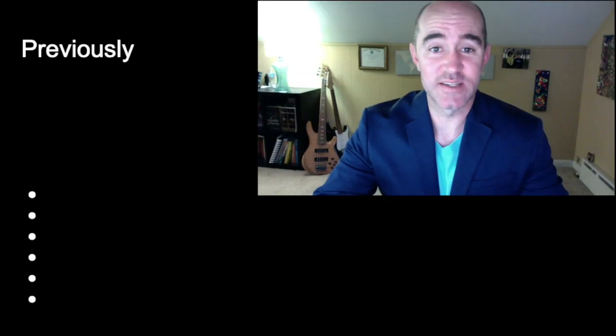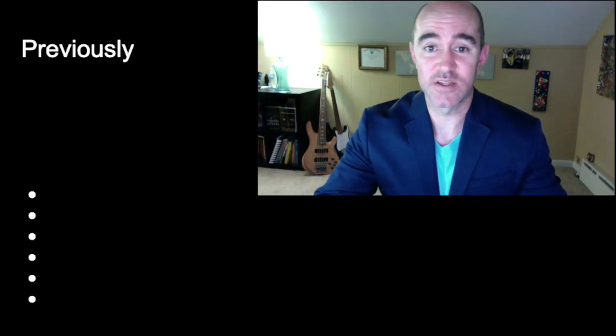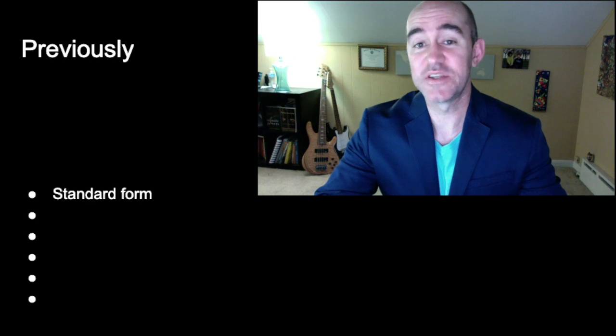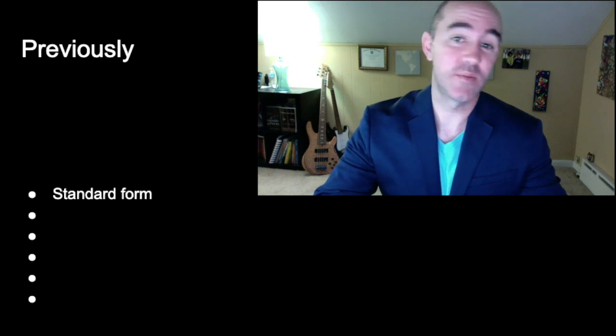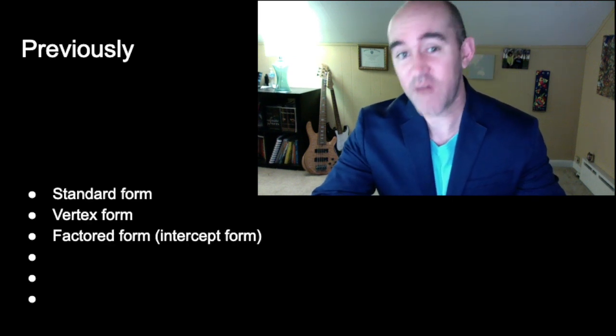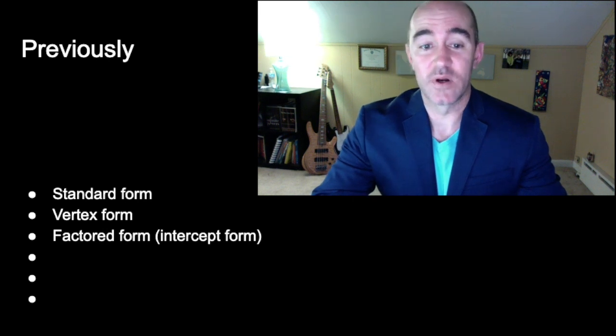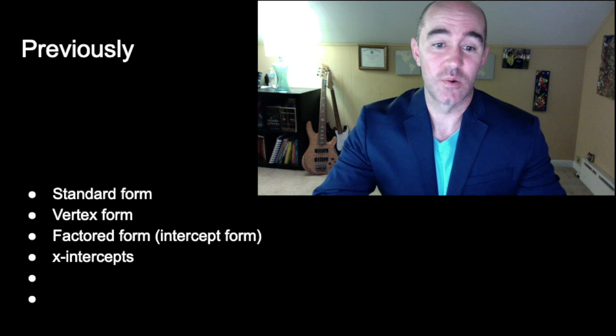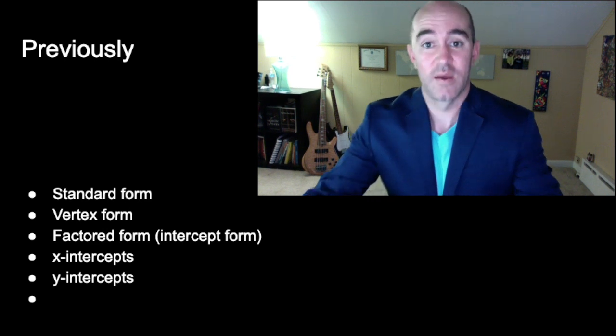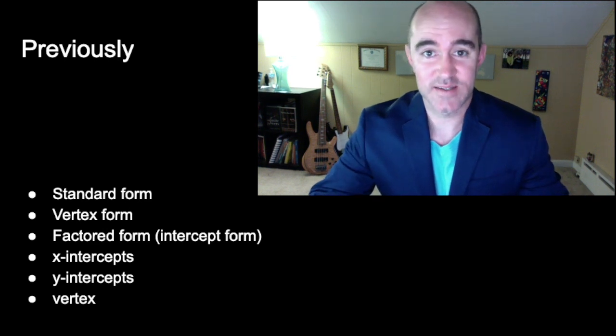In previous lessons, we've learned a lot about quadratic functions. We've learned how to write them in standard form. We then learned how to write them in vertex form. We learned how to write them in factored form, also known as intercept form. We learned how to use one of these forms to find the x-intercepts, one of these forms to find the y-intercepts, and one of these forms to find the vertex.